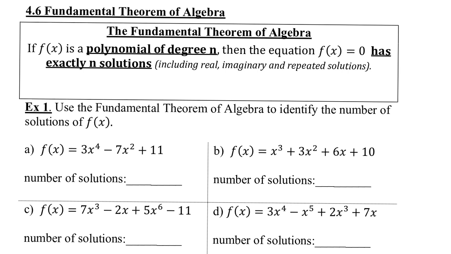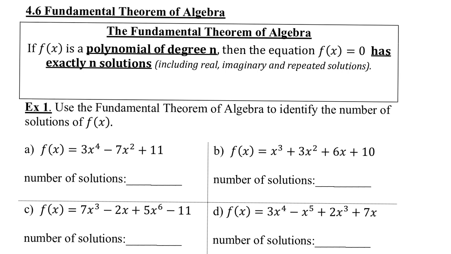We know quadratics have two answers. We know normal equations have one. So this is kind of something we already know. So for example, when it says use the fundamental theorem of algebra to identify the number of solutions, it's only telling us the number, it doesn't tell us the actual answers.